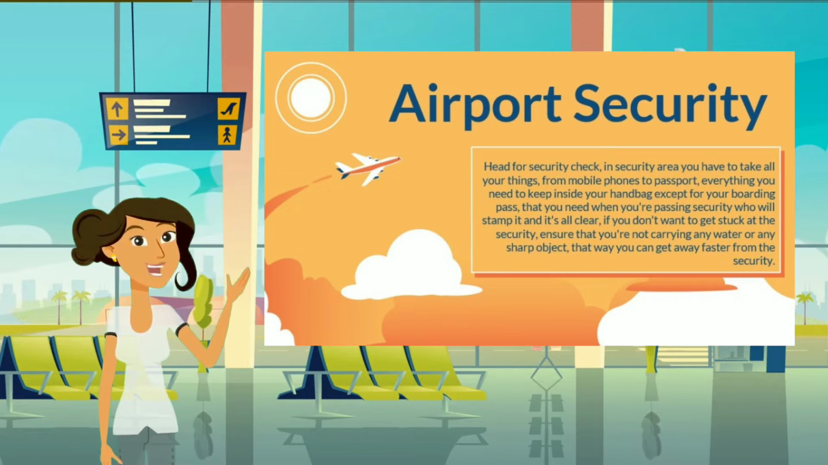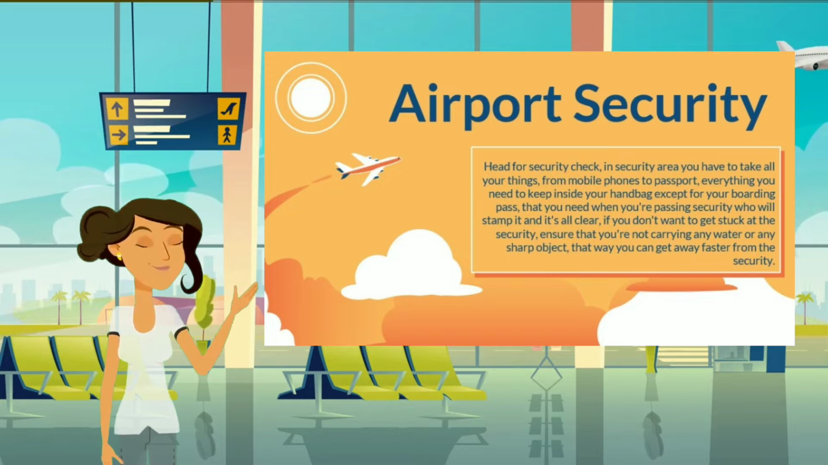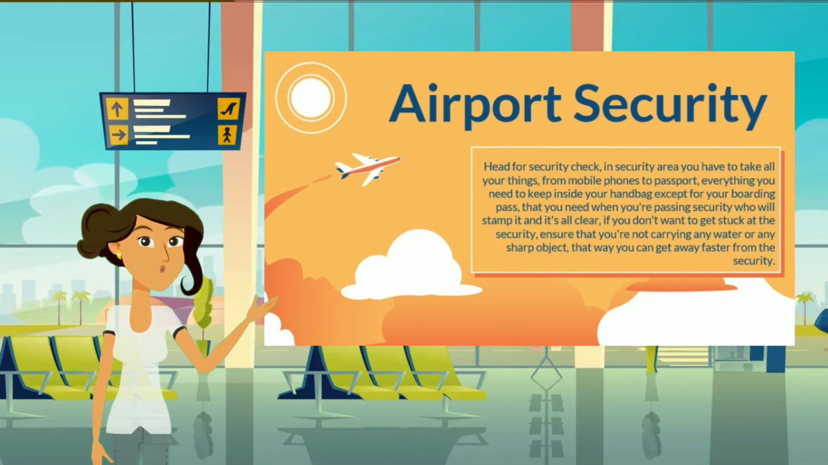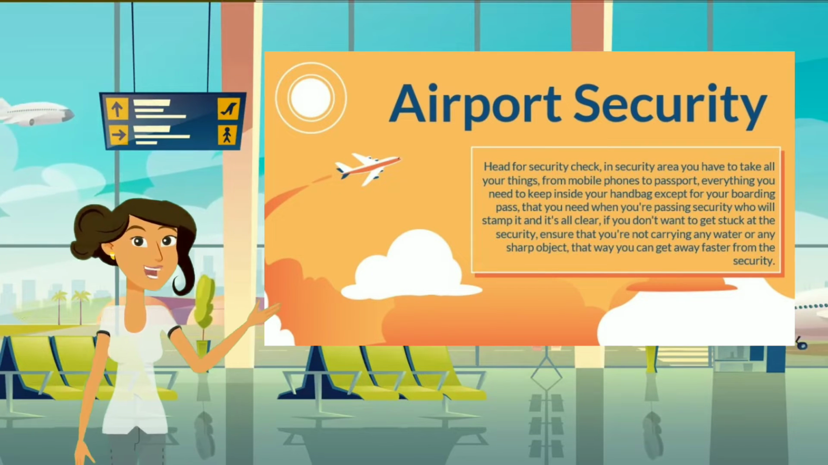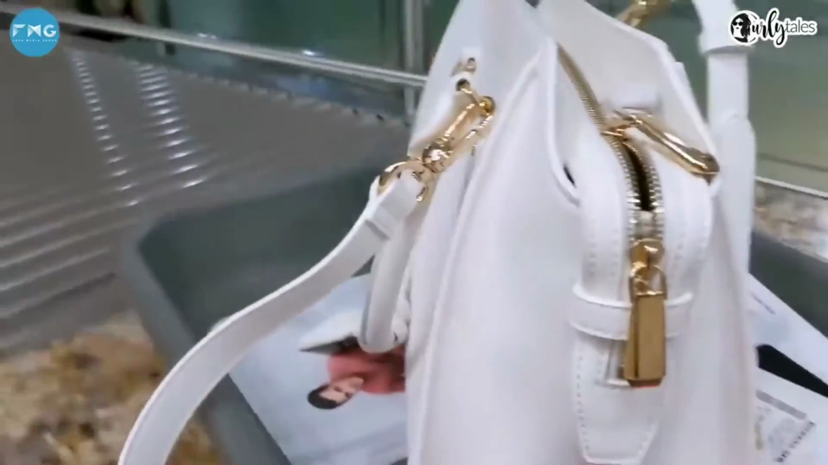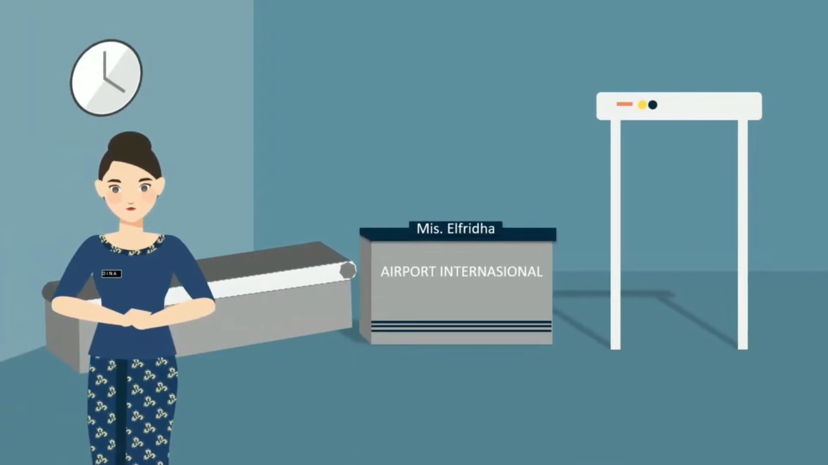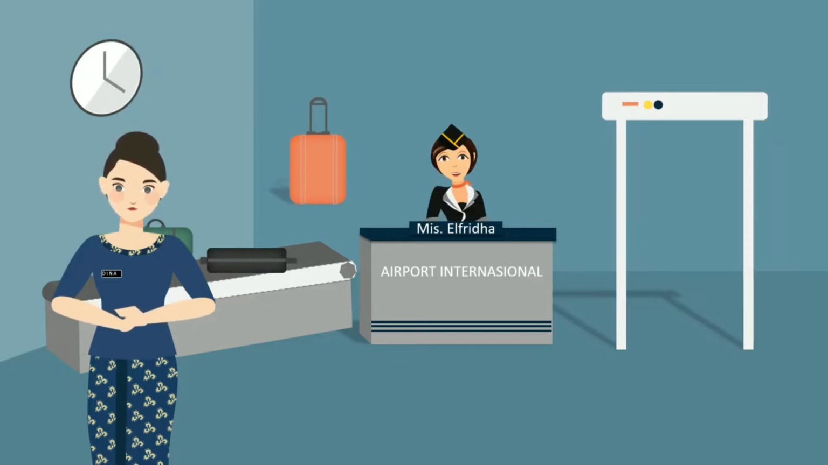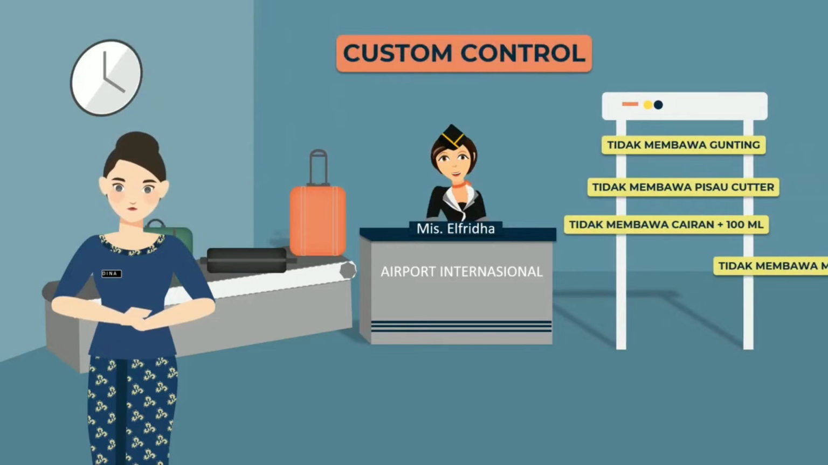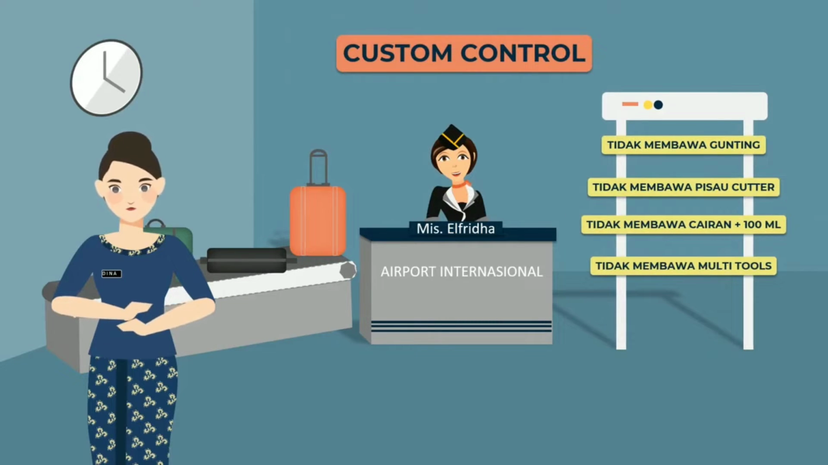But there are chances that if you wear long, chunky boots, you need to take them off. Sometimes they tell you to remove your watch or belt, but do not worry, it happens with everyone and it's very normal. If you don't want to get stuck at security, ensure you are not carrying any water or any sharp object. That way you can get through security much faster.